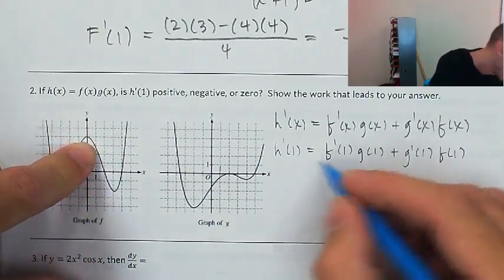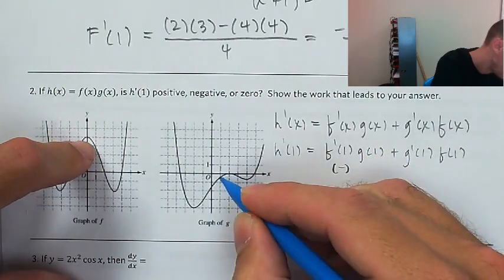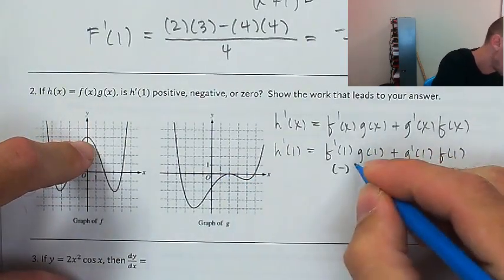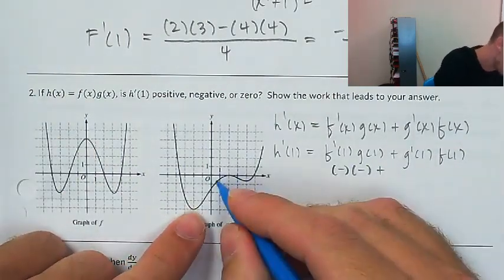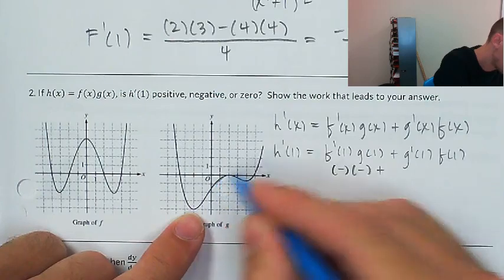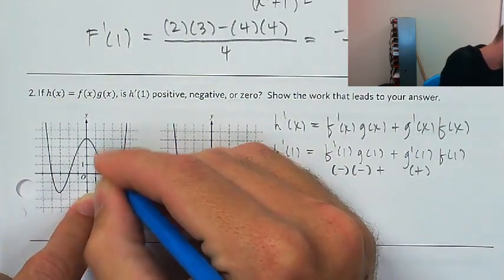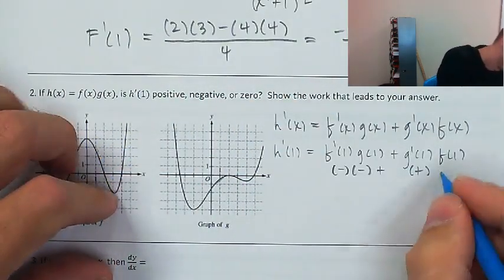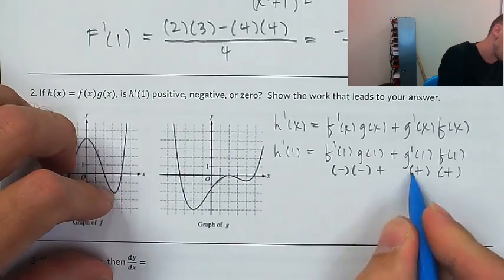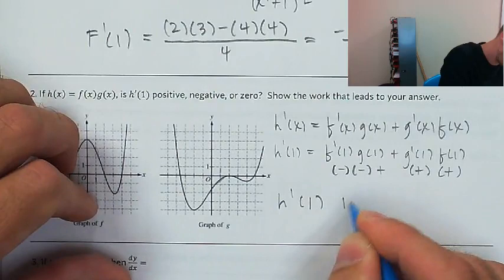That is a negative number. g of 1 is also a negative number. It's just the height of the graph. It's down here below the x-axis, so that's also negative. Then I'll add in g prime of 1. That's a positive number because the slope is positive through there. Multiplied by f of 1, also a positive number because the height of the graph is positive, or the graph is above the x-axis. And if I've got a positive plus a positive, well then that means that h prime of 1 is positive.